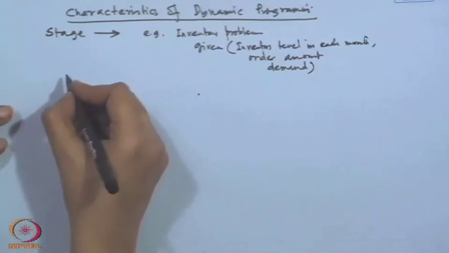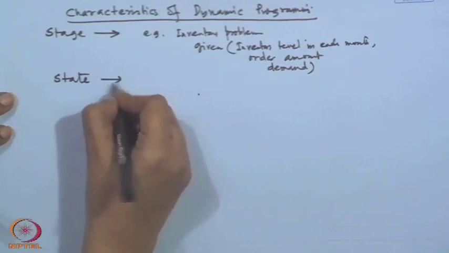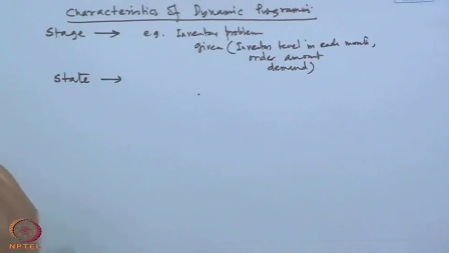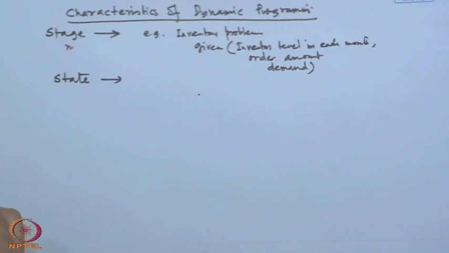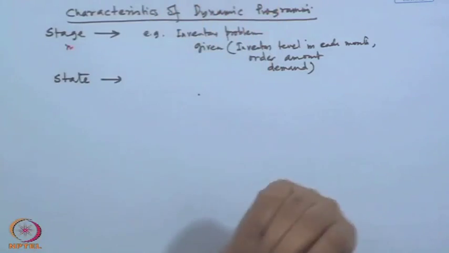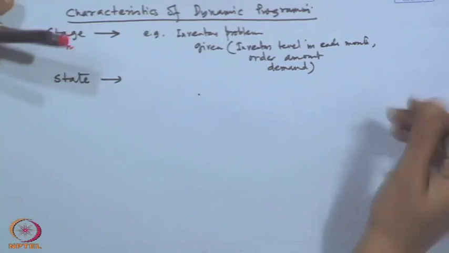Once we define the stage, the next critical part is to define the state. Generally the stage is termed n. n can go from n down to 0, or we can start from 0 to n. Depending on that, as I have just developed the backward relationship from stage 3 to stage 1, similarly we can go from stage 1 to stage 3 and develop the forward recursive relation for the problem.